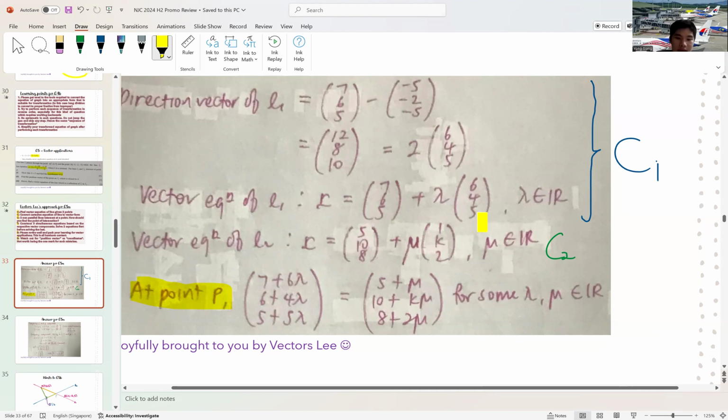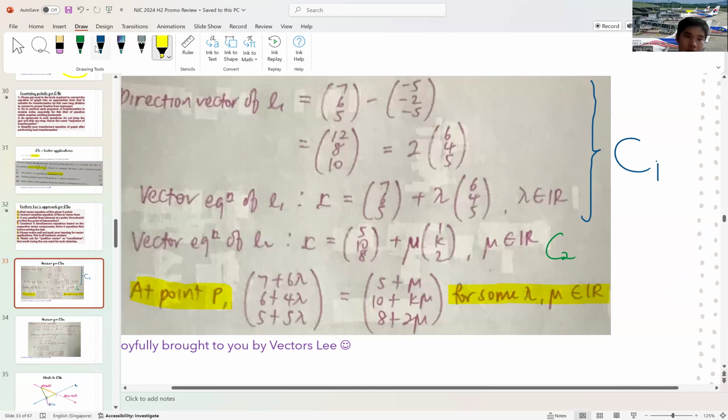And here, because lambda and mu are parameters, it's a parameter that can vary. So I've written down that there is only one value of lambda and mu for which this can exist. Okay, so this is what the word "for some" means.